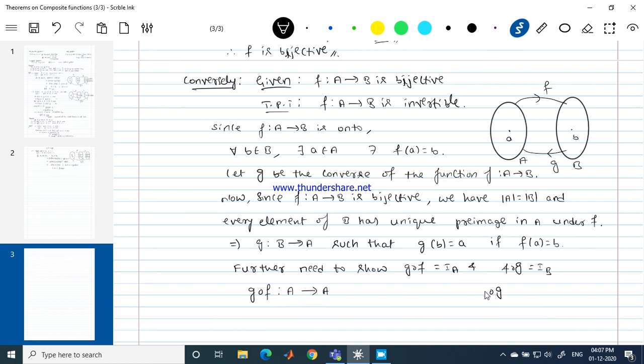And if I consider G composition F, so G denotes the domain and F denotes its codomain, it's once again B. So the domains and codomains are matching with the identity function on B.